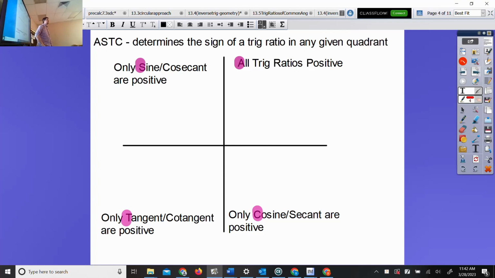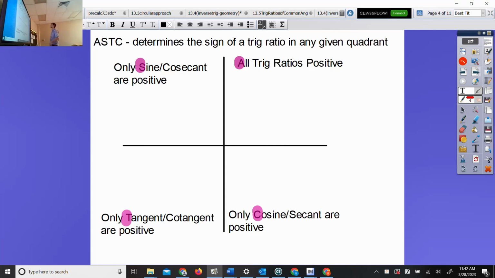Quadrant 3, you got a T for tangent, and its reciprocal cotangent. They are positive. What's that mean about the other 4? They're negative. Finally, in quadrant 4 is C. C stands for cosine and its reciprocal secant. They are positive. What's that mean about the other 4? They are negative.